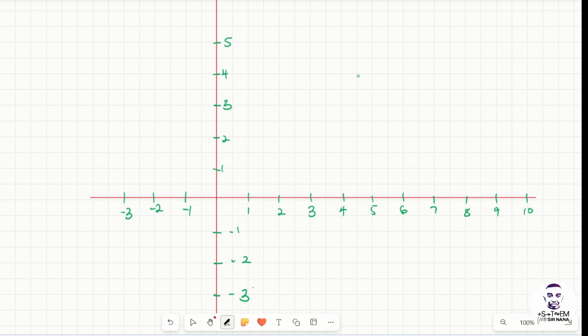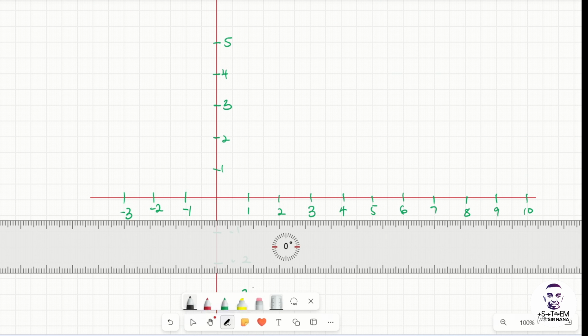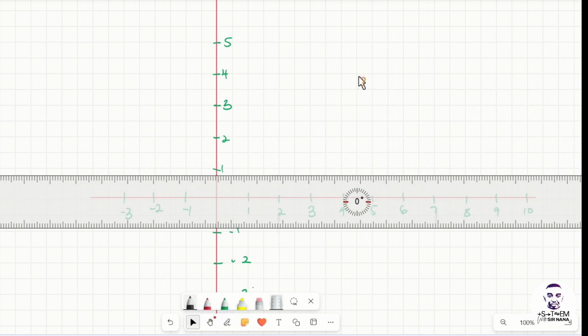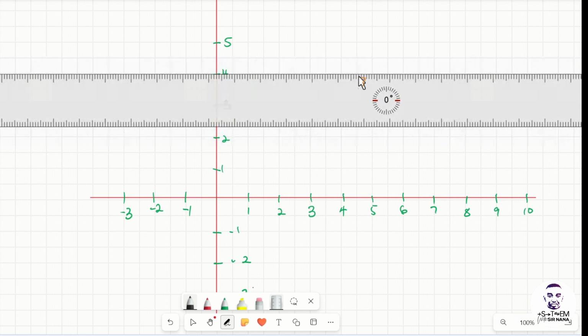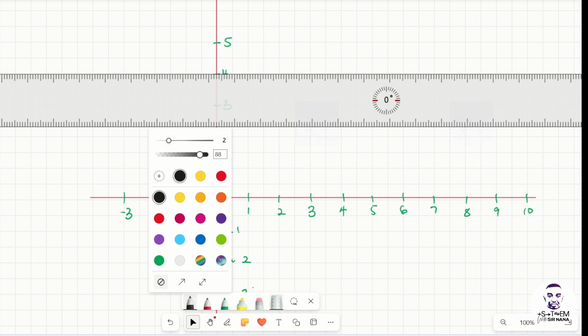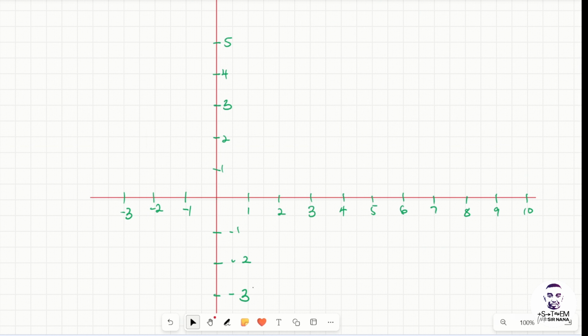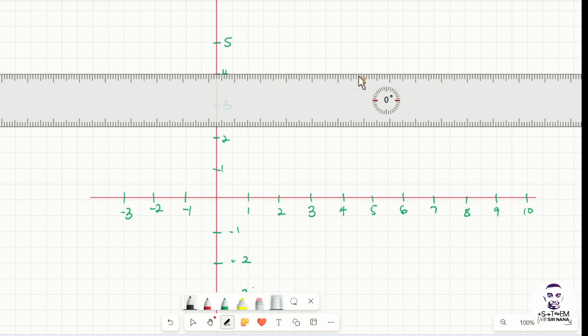One of the things you are supposed to do is draw a line at y is equal to 4. So our y is equal to 4 is here. We'll draw a line at y is equal to 4. Let's use black for the lines. So y is equal to 4. We put a line at y is equal to 4.